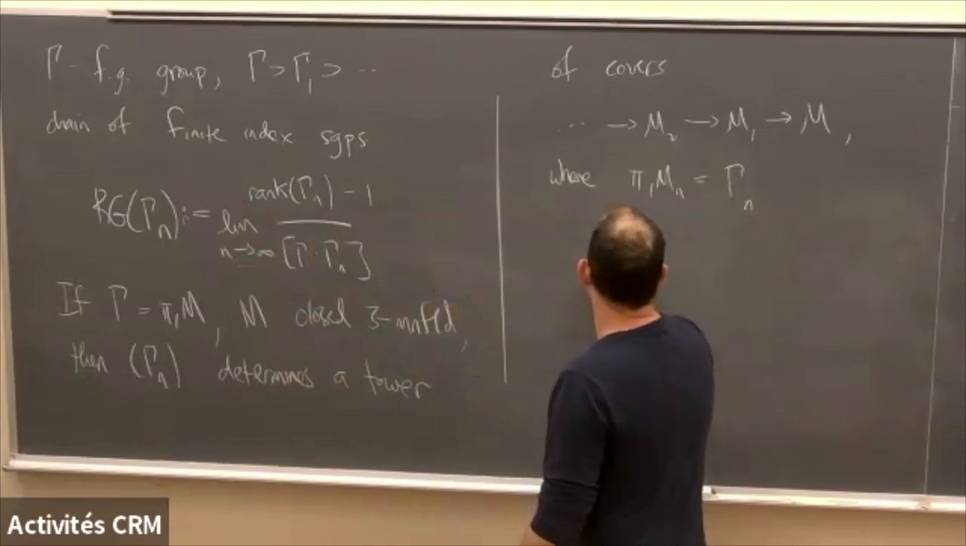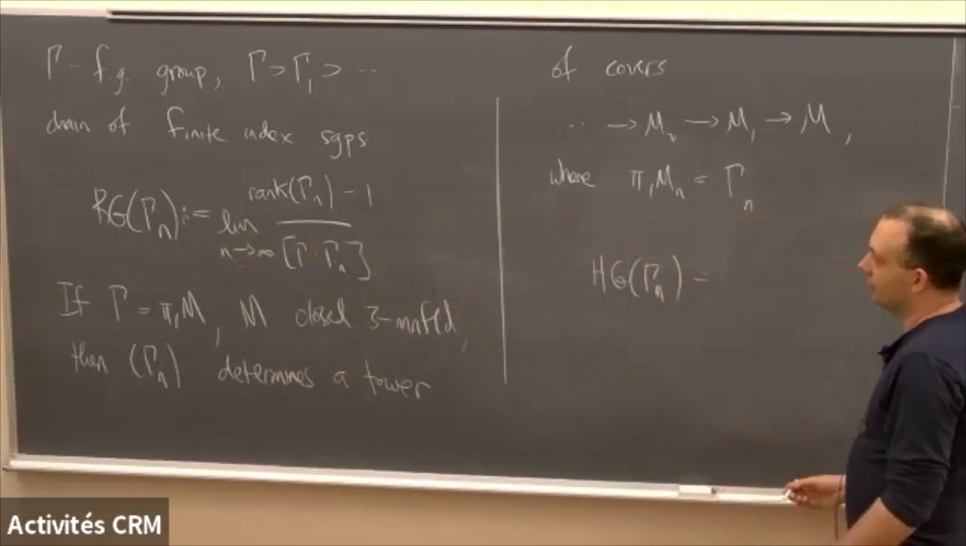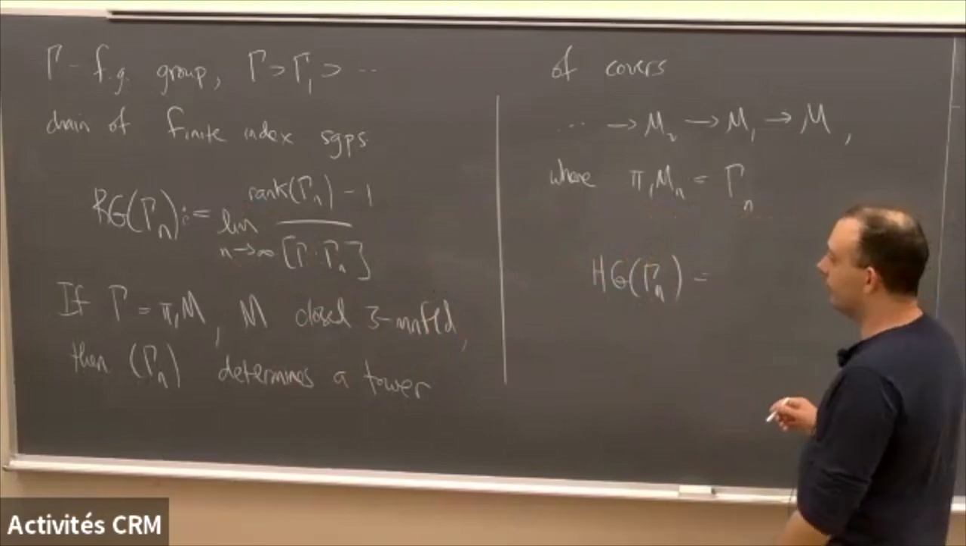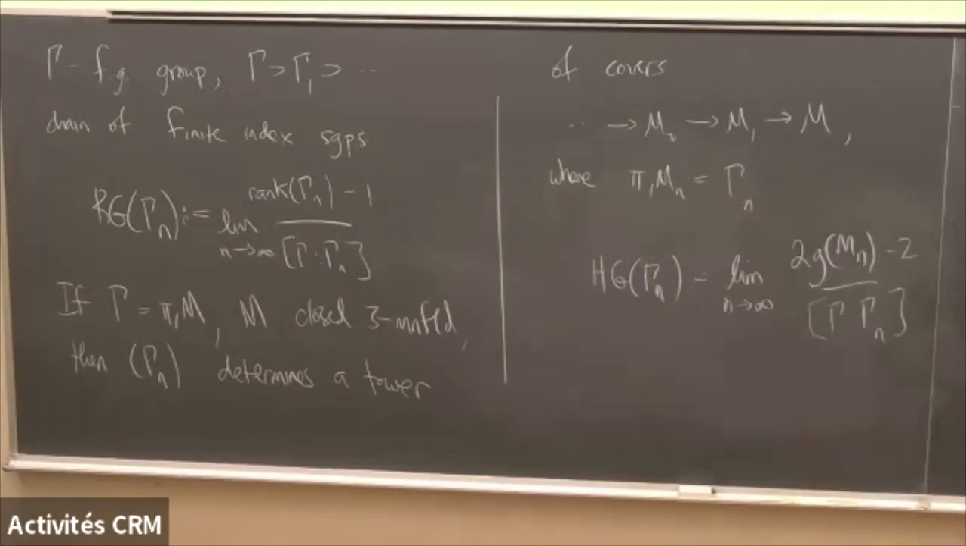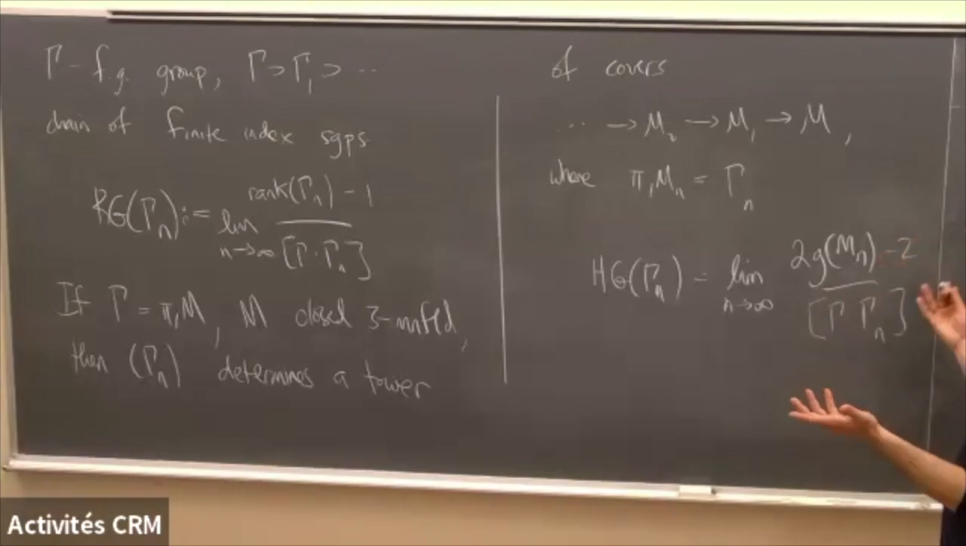Then we define the Heegaard gradient of gamma n to be something similar, but using Heegaard genus instead of rank. It's not so important. The point of the 2g minus 2 is just to make this sequence monotone decreasing, which I guess is convenient. Then you can say that the limit exists. So it's a convention really. You're just saying by convention we put Euler characteristic on the top instead of genus, but it doesn't really matter.